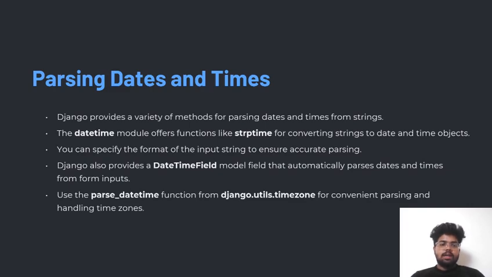Parsing dates and times. Django provides a variety of methods for parsing dates and times from strings. The datetime module offers functions like strptime for converting strings to date and time objects. You can specify the format of the input string to ensure accurate parsing. Django also provides a DateTimeField that automatically parses dates and times from inputs, using the datetime function from django.utils.timezone for convenient parsing and handling of time zones.